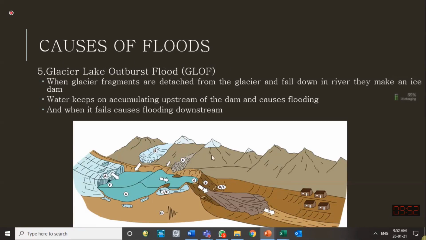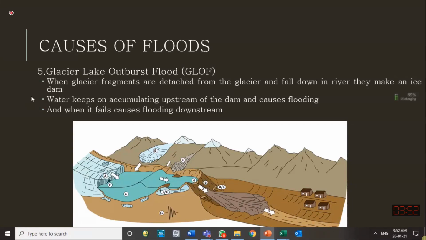So a glacier lake can be made in two ways. One is that some of the broken parts of the main glacier, at a confluence in a constricted area, stop over here and make a reservoir on the upstream side. When this part of the glacier melts, a flood will be generated downstream.